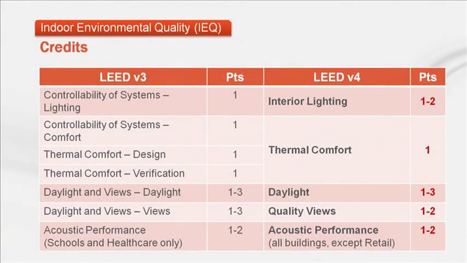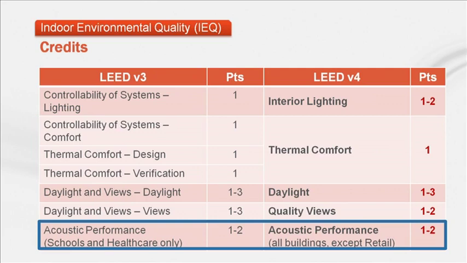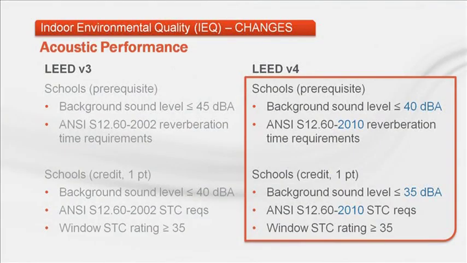The last credit I want to focus on is new for lots of building types. In version 3, both LEED for schools and LEED for healthcare had a credit for acoustic performance. For version 4, this credit now applies to all building types except retail. Starting with schools. In version 3, LEED had a prerequisite and a credit worth 1 point. The same is true for version 4, but the requirements are now more stringent.